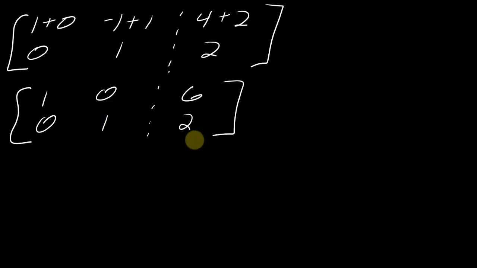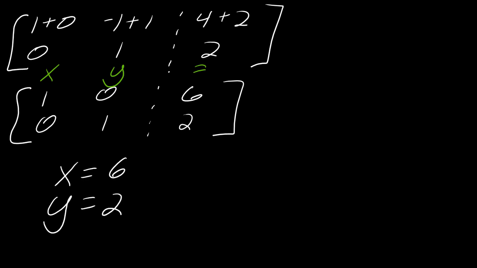Okay, so now what do I do with this? Well, remember, this is the X column, this is the Y column, and this is the equals column. So I have 1x here equals 6, and y equals 2. So the matrix spits out the formula. Boom, no problem. So that's how we use matrices for this.